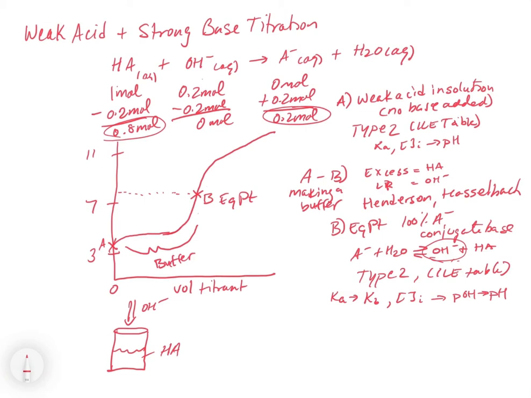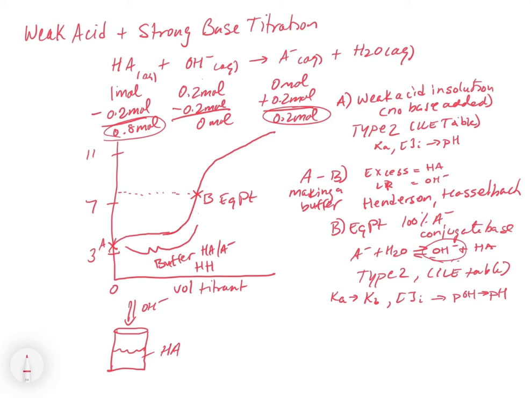What we're doing is taking a weak acid and converting some of it to A minus by adding a strong base. We have a mixture of HA and A minus in this region, and that's why it's a buffer. And so what we're going to do is Henderson-Hasselbalch it.